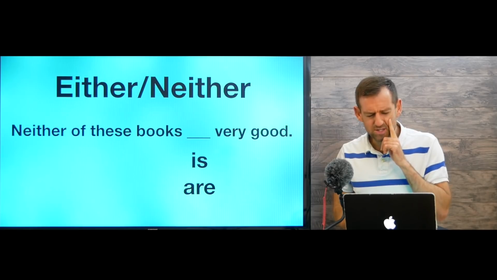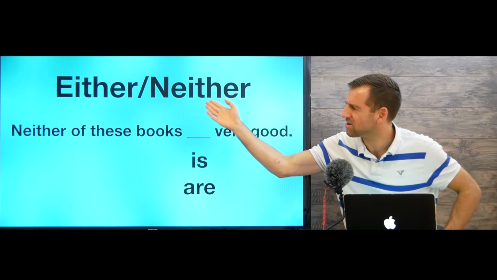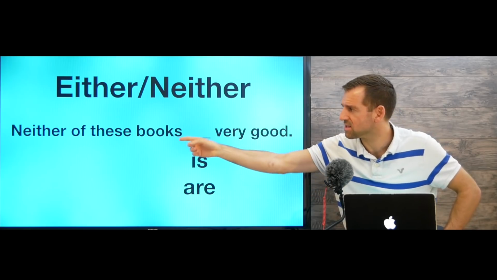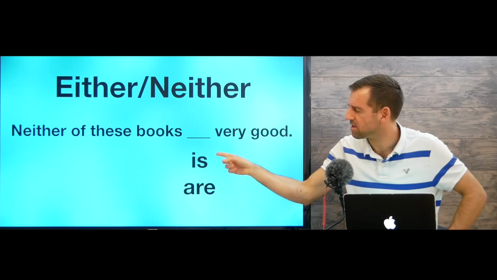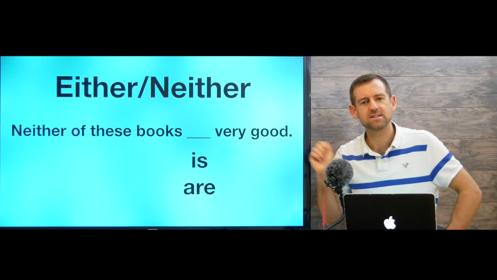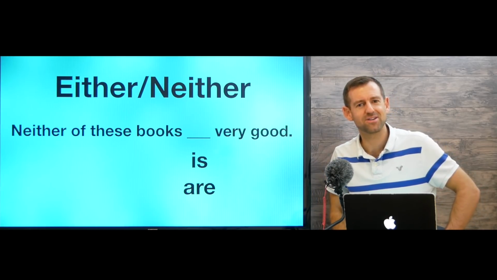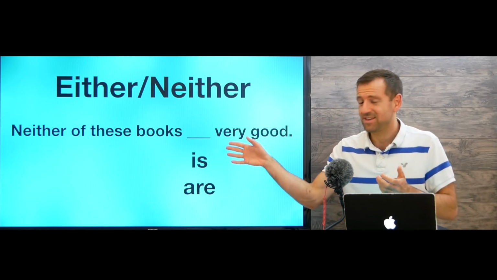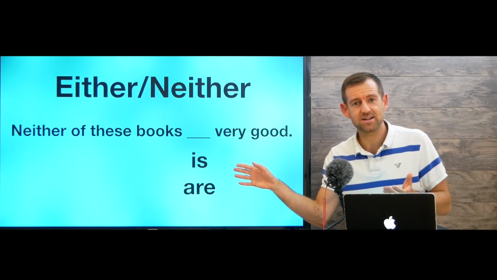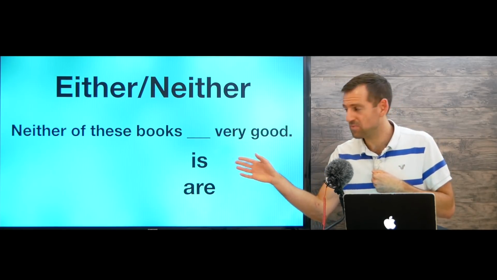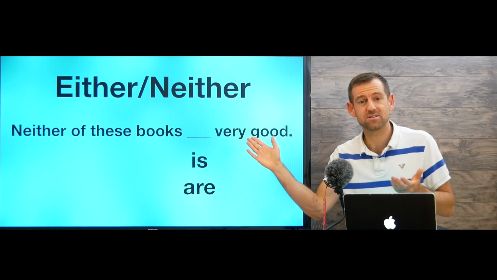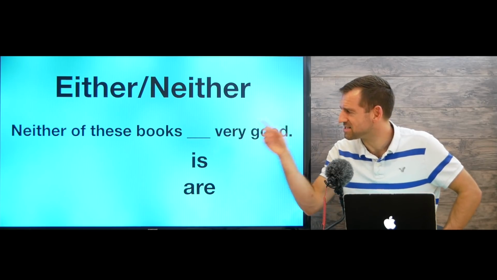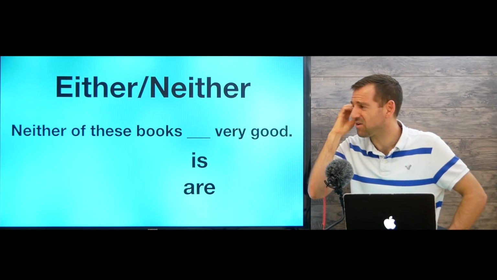But what do we do with these words here? Either and neither. Are they singular or plural? What do you think? Look at this. Neither of these books is or are very good. Neither of these books is very good. Neither of these books are very good. Now, I'm going to be honest with you. Like 99% of native English speakers would not know the answer to this question. They wouldn't know. Okay. Neither of these books is or are, they wouldn't know.